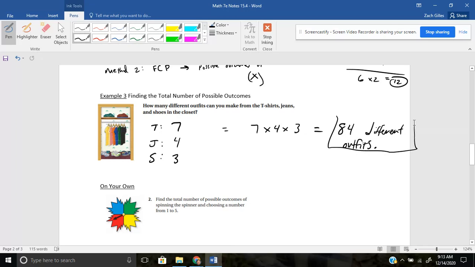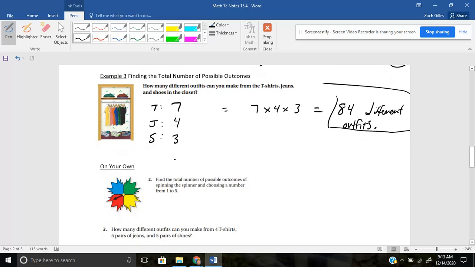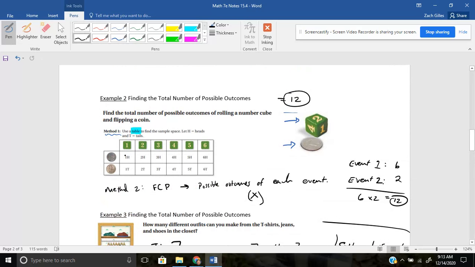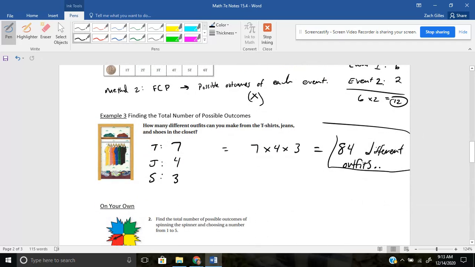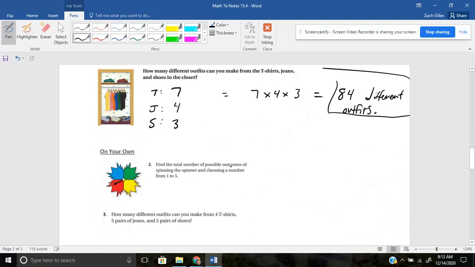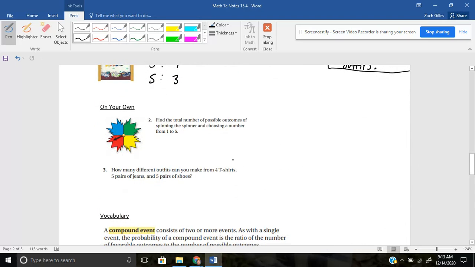Some people in here are probably thinking, wow, that's awesome. Not me. I'm good with a couple outfits, but 84 different ones. Now, if you wanted to, could you make a table of all that? Absolutely. But boy, I don't know if I want to make a table with 84 different cells in it. So I'm just going to use the fundamental counting principle. Okay. Why don't you pause here to try the on your own for 2 and 3.